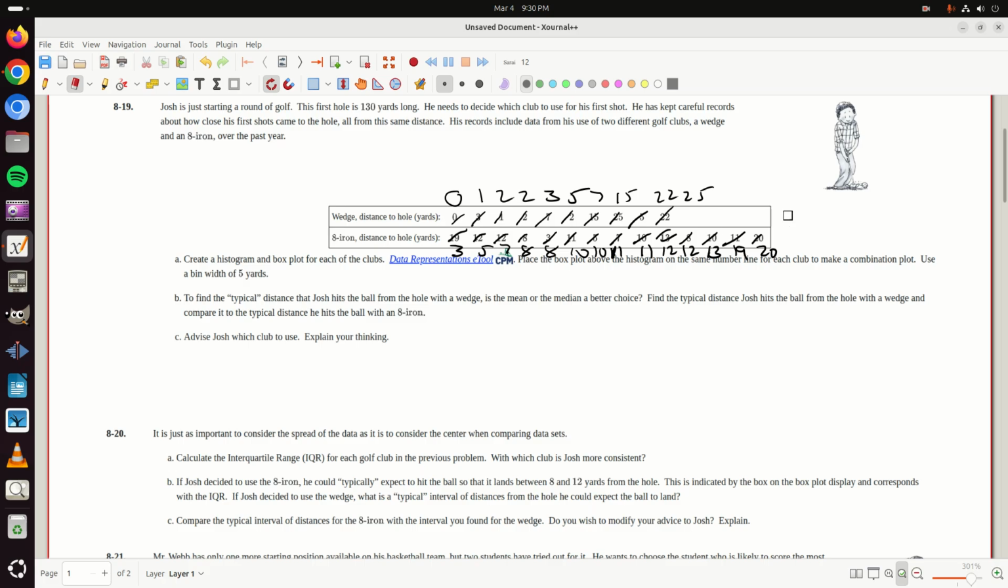So we're going to create a histogram and a box plot for each set of clubs, and we're going to place the box plot above the histogram on the same number line for each club to make a combination plot. Use a bin width of 5. So essentially I'm just going to go 0 to 5 to 10 to 15 to 20 to 25. It looks like 25 is as far as I'm going to go, although I actually need to go to 30, and we'll talk about why. So on this one, we're going to go by 5.